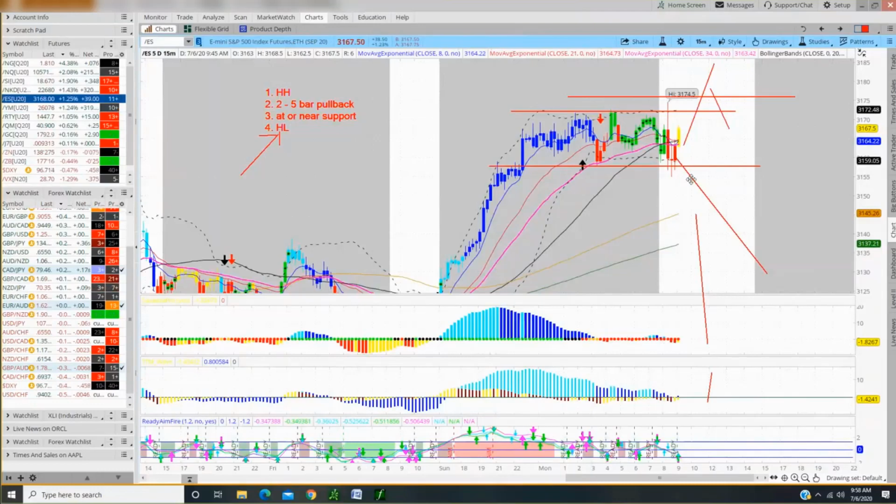And you can do that over and over again. The problem is if that setup doesn't happen, you start to make believe setups. You're like, I got to trade, I got to trade. You're going to start making up setups.